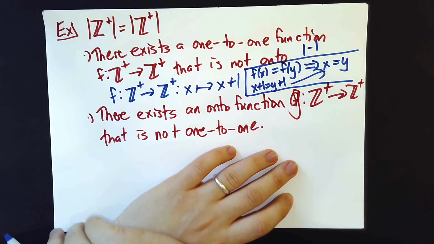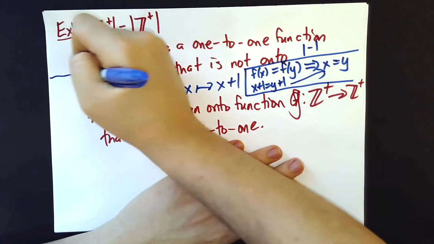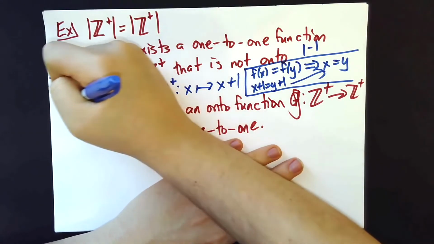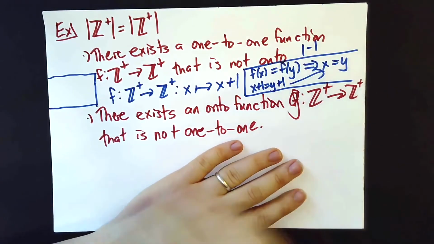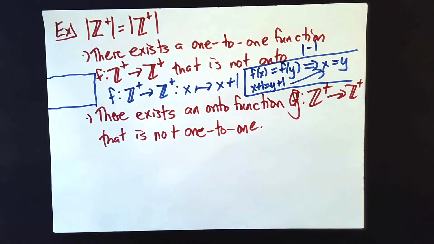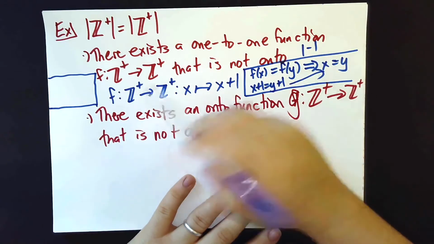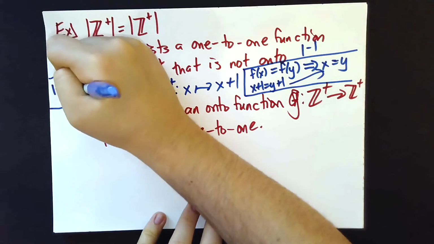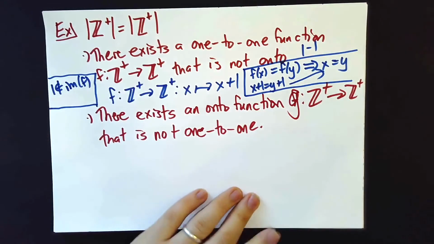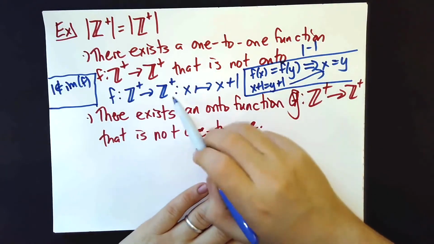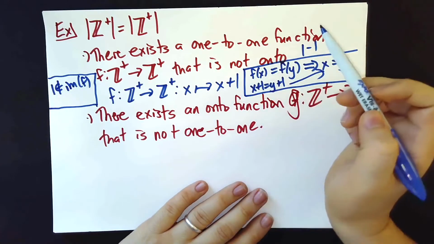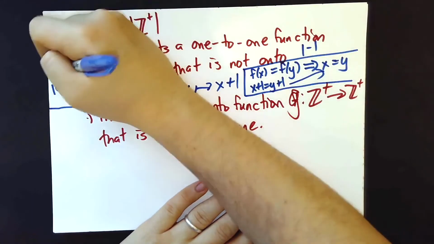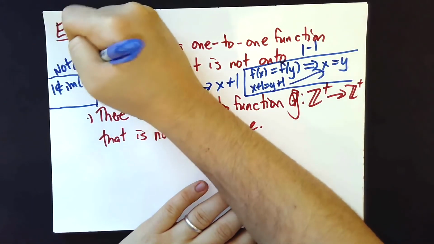Why is this function not onto? Well, this function is not onto because 1 can't possibly be in its image. Namely, there's no number that's a positive integer that I can add 1 to and get 1. Right? The smallest number in the image is 2, because 1 happens to go to 1 plus 1, which is 2. So it is not onto, but it is 1-to-1.